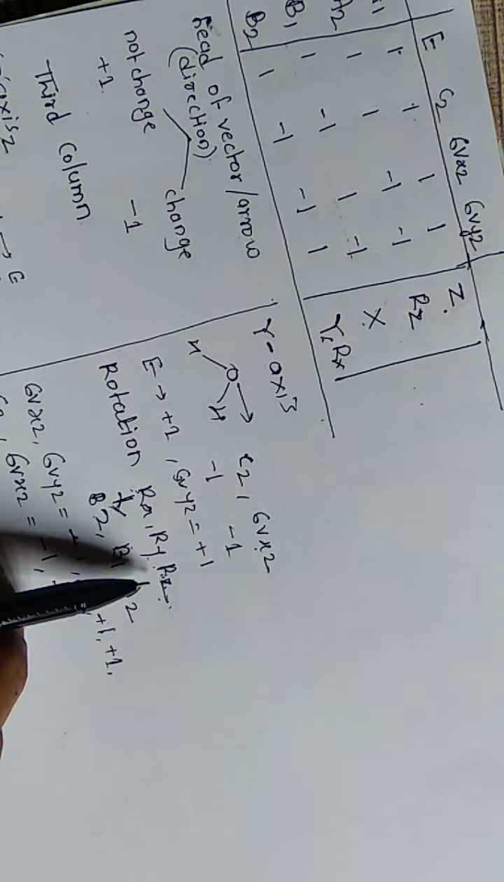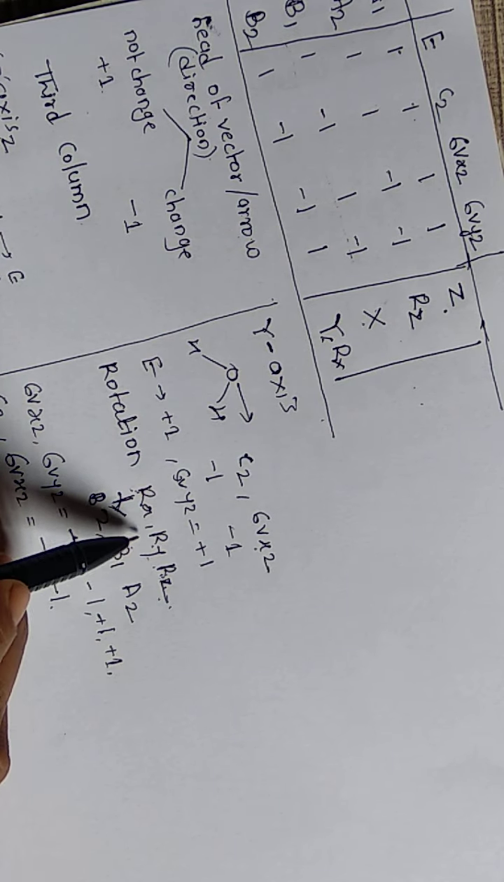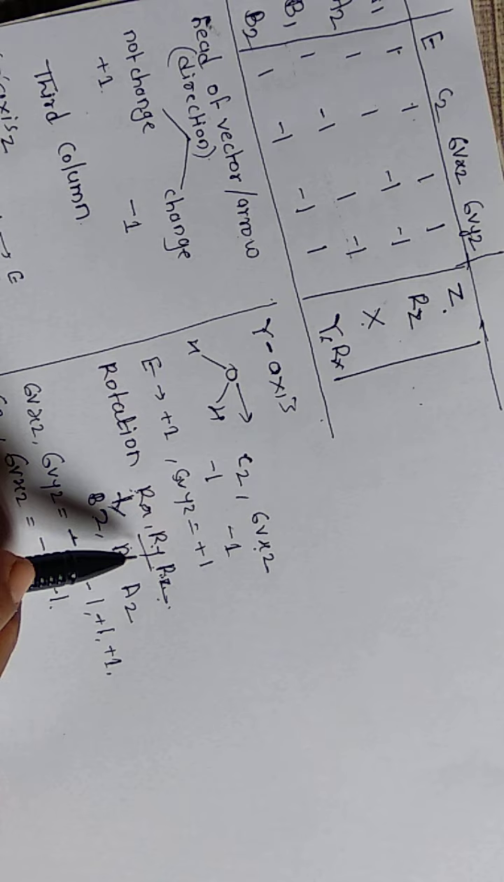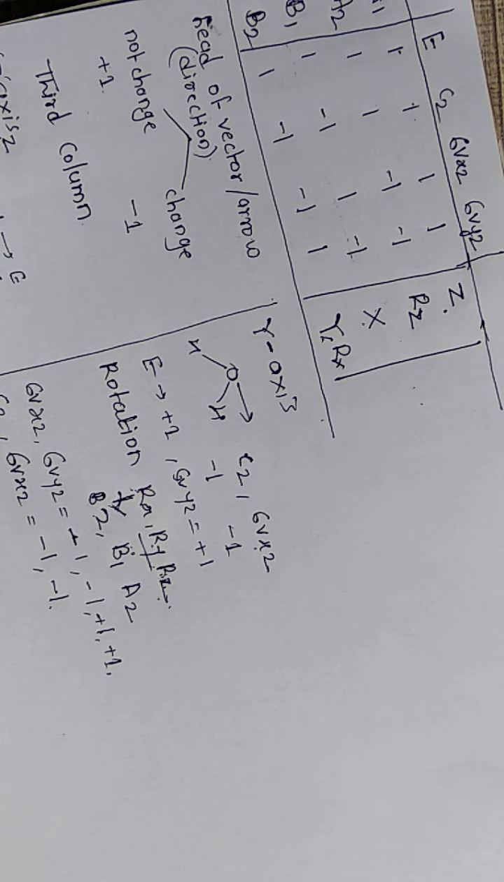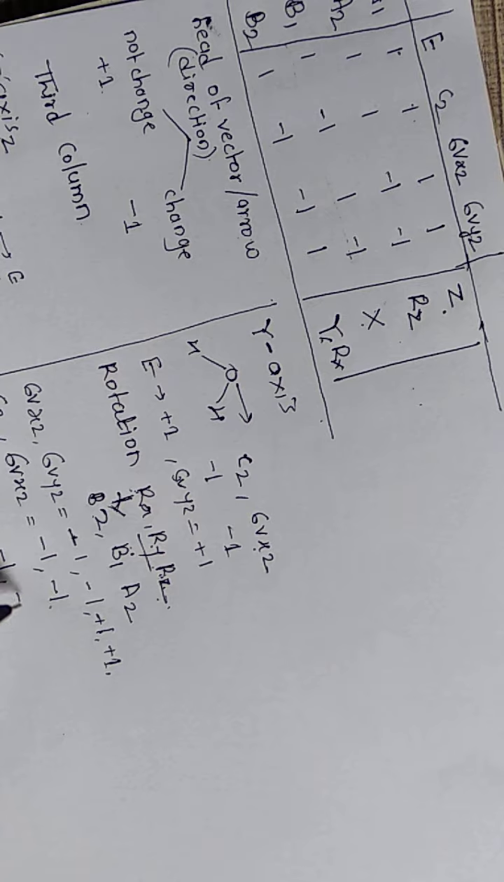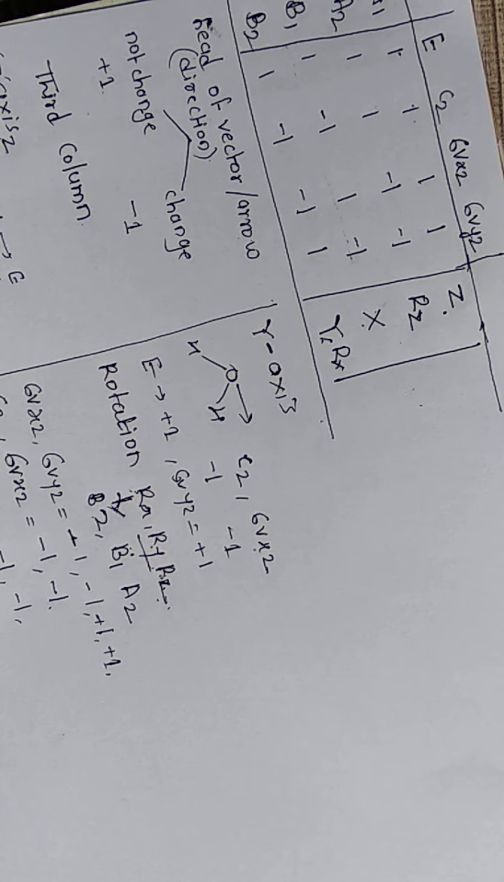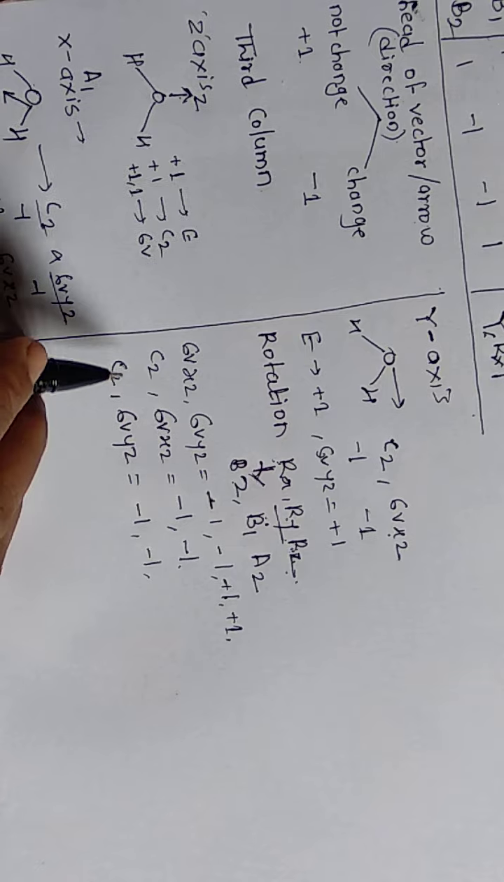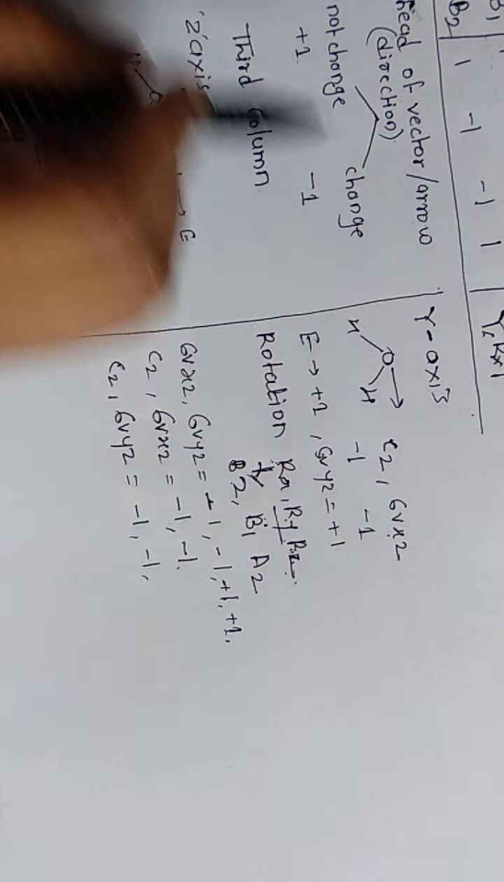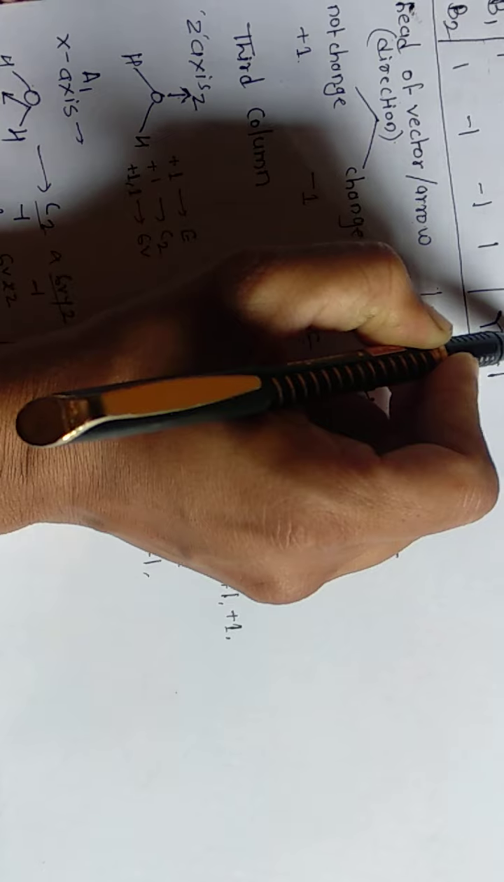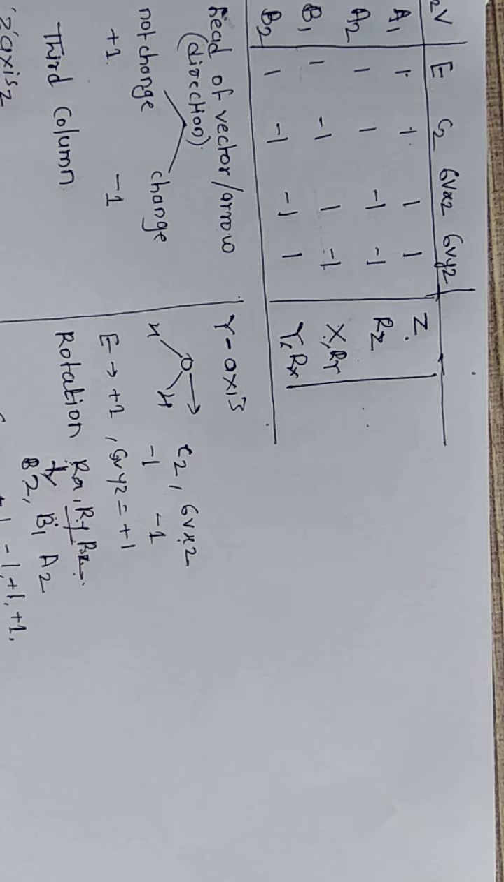and Ry, the rotation axis on the y axis, the direction of C2 and sigma v yz changes. That is, these are the -1 and 2 are the +1, and therefore it belongs to B1. That is here Ry. Okay, this is the third column of the character table.